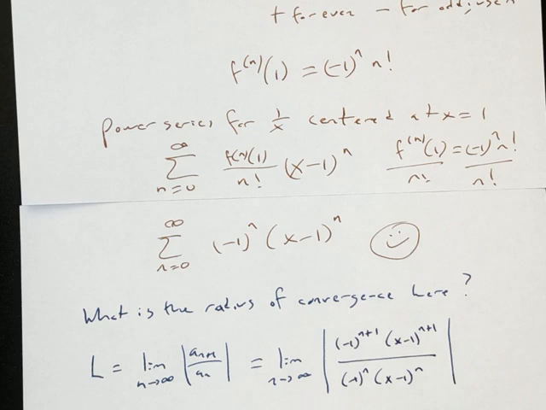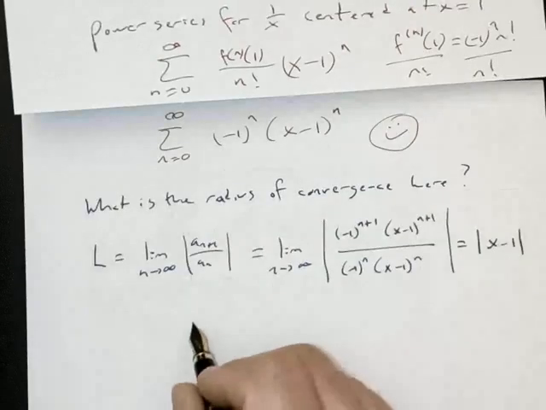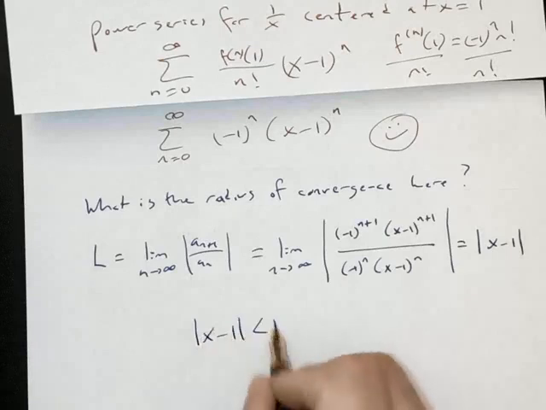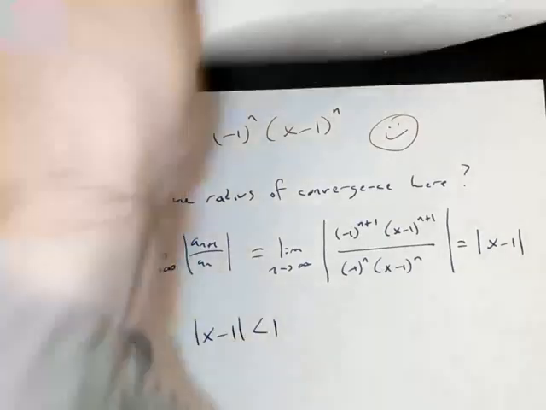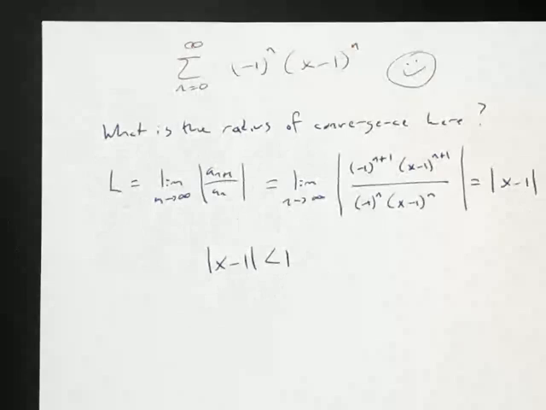They're gone. And then what happens here? And that will be inside the absolute value. Now, what do I want to have happen? For this to converge, I need... bingo. Which means the radius of convergence here is 1.